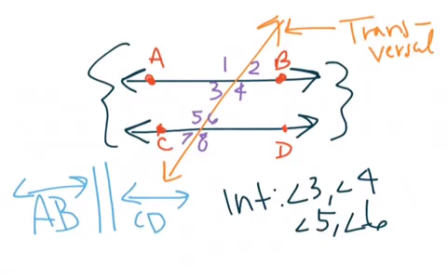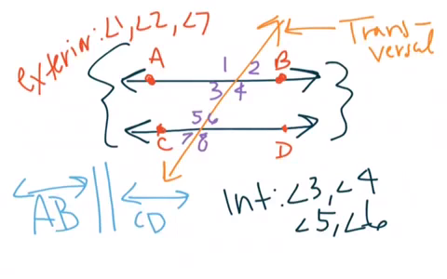Then the exterior angles would be the angles that are on the outside of the two parallel lines. Those angles would be angle 1, angle 2, angle 7, and angle 8. All of these angles are on the outside of the two parallel lines. The next one we're going over is corresponding angles.